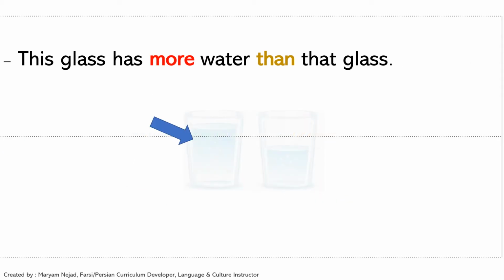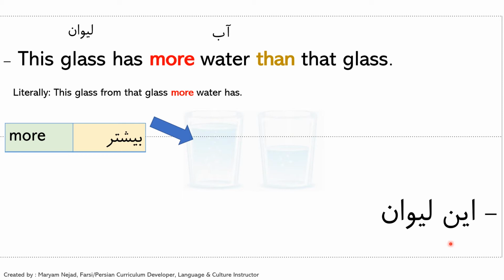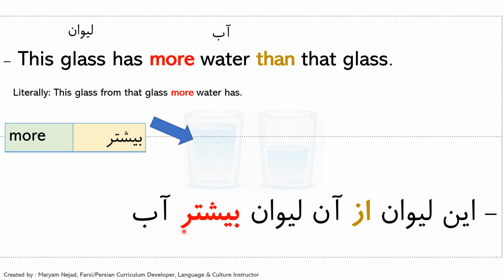Now let's see an example with more. So we said more is بیشتر. So now we want to say this glass has more water than that glass. Glass is لیوان and water is آب. So literally we need to say something like this glass from that glass more water has. So we are going to start with this glass. این لیوان از آن لیوان بیشتر آب دارد.